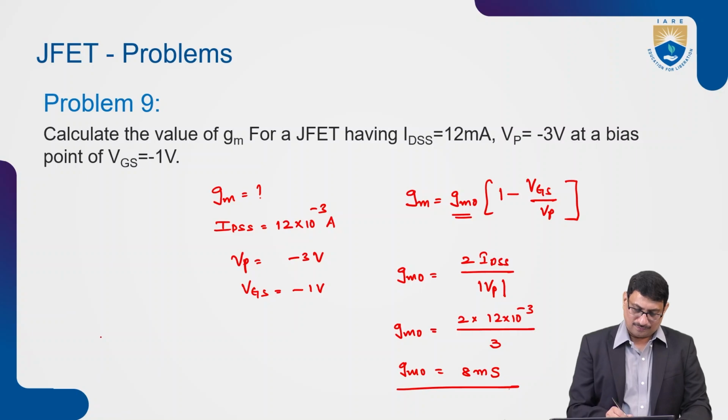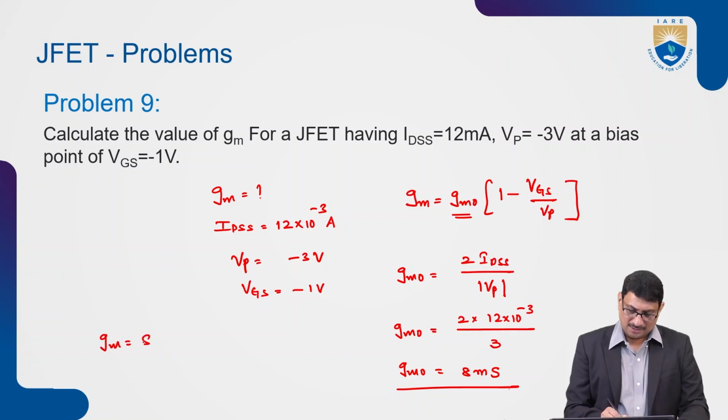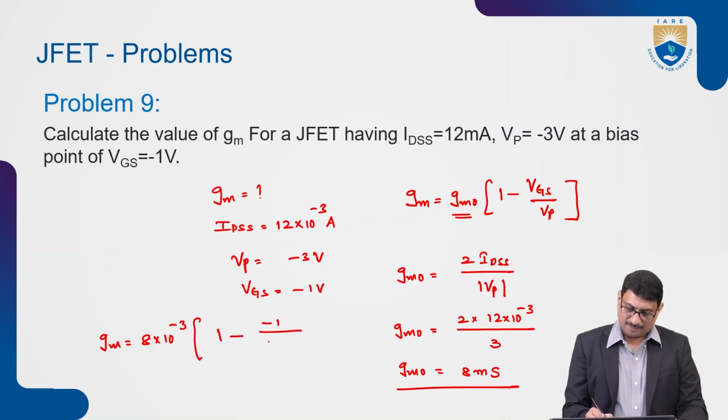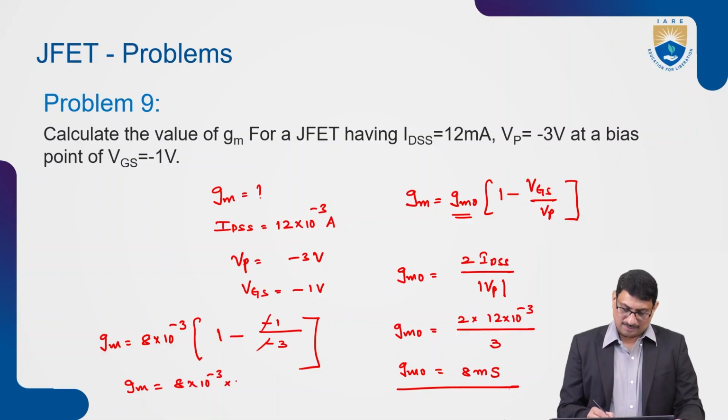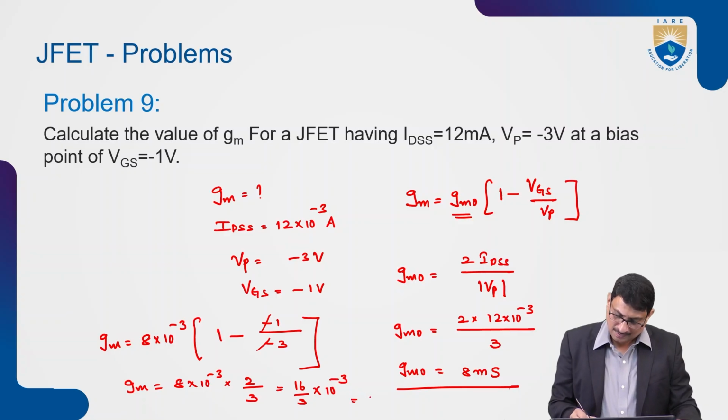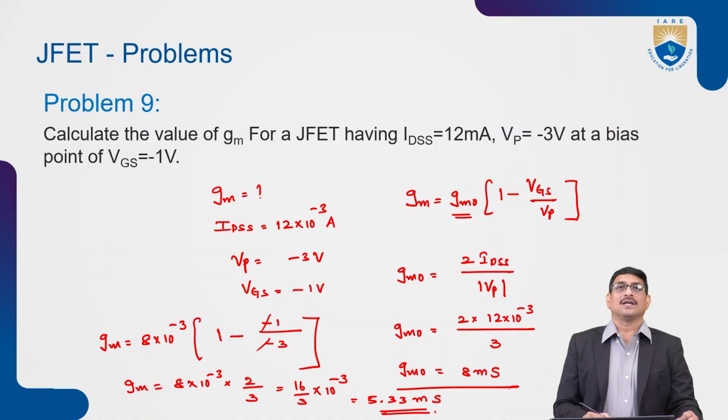By knowing this value, gm equal to gm naught, 8 into 10 power minus 3, into 1 minus VGS, minus 1, divided by VP, minus 3. The minus signs get cancelled. So gm equal to 8 into 10 power minus 3 into 1 minus 1 by 3. 3 minus 1 is 2 divided by 3, or it is 16 by 3 into 10 power minus 3, or it is 5.33 millisiemens.